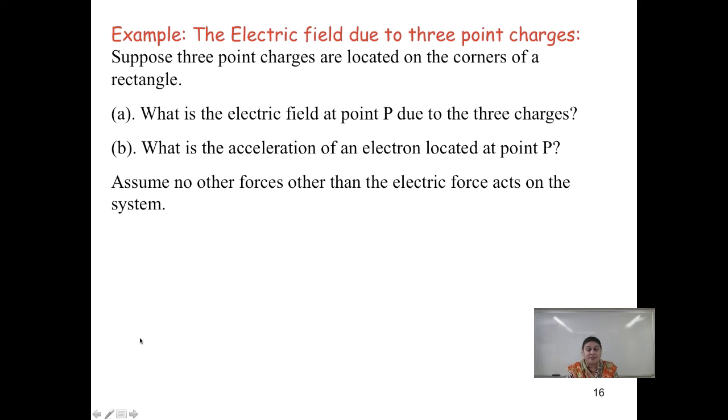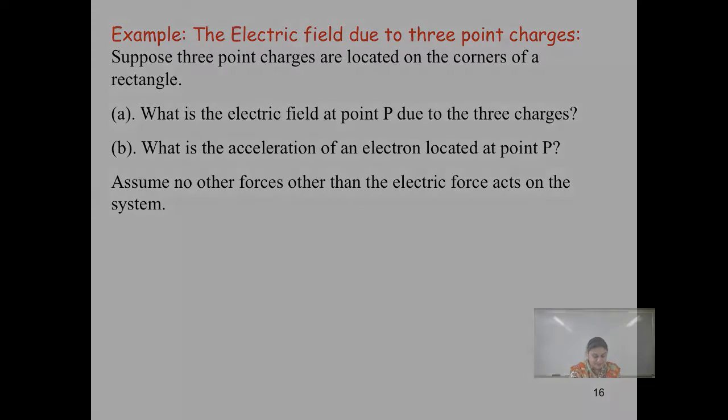Now here's a very, very interesting problem. Instead of 2-point charges, now we have 3-point charges. And it says, suppose 3-point charges are located at the corners of a rectangle. What is the electric field at P due to the 3 charges? What is the acceleration of the electron located at P? And assume no other forces other than electrical force acts on the system.